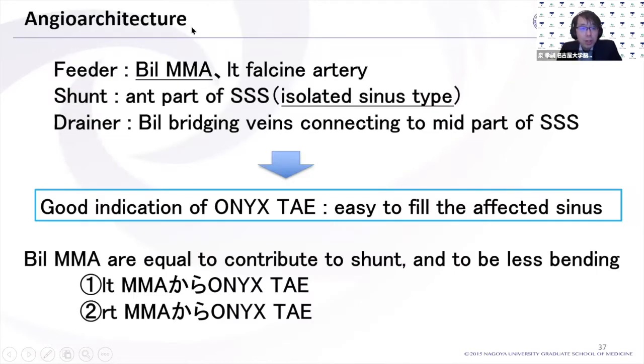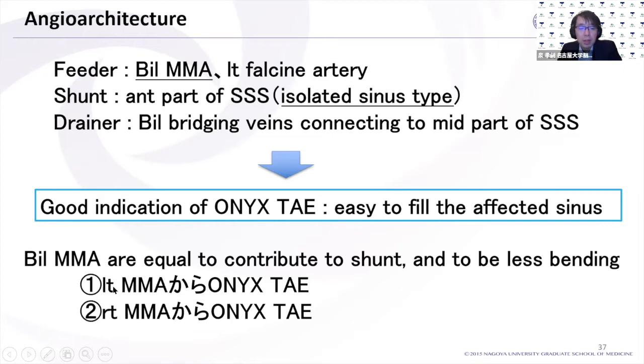Here are the angiographic features in summary. Feeders are the bilateral MMA and the left falcine artery. The shunt is located in the anterior part of the SSS and is the isolated sinus type. The drainers are the bilateral bridging veins connecting to the mid part of the SSS. Here is a good indication for Onyx TAE because it is easy to fill the affected sinus. Bilateral MMAs contribute equally to the shunt and are less tortuous, so we can use both arteries.